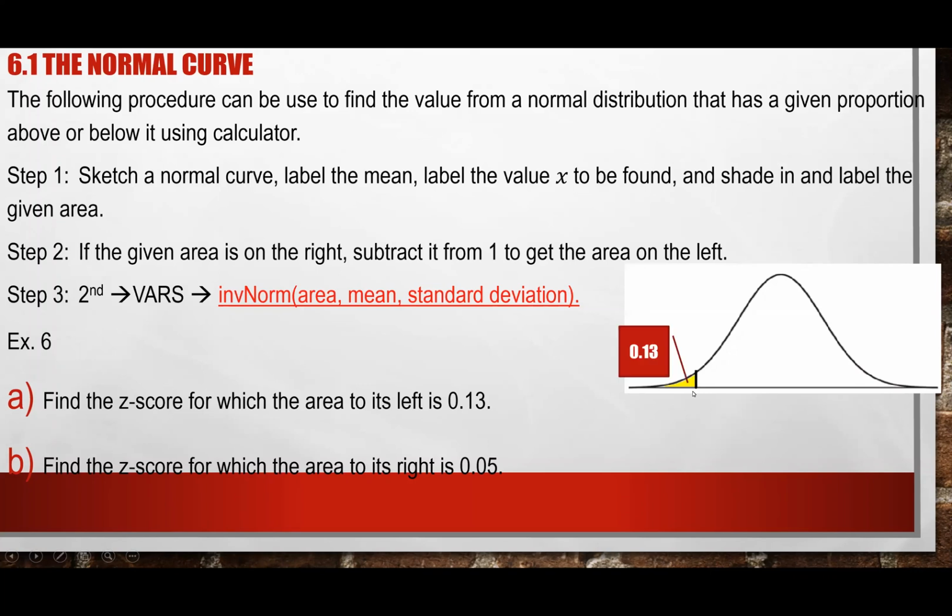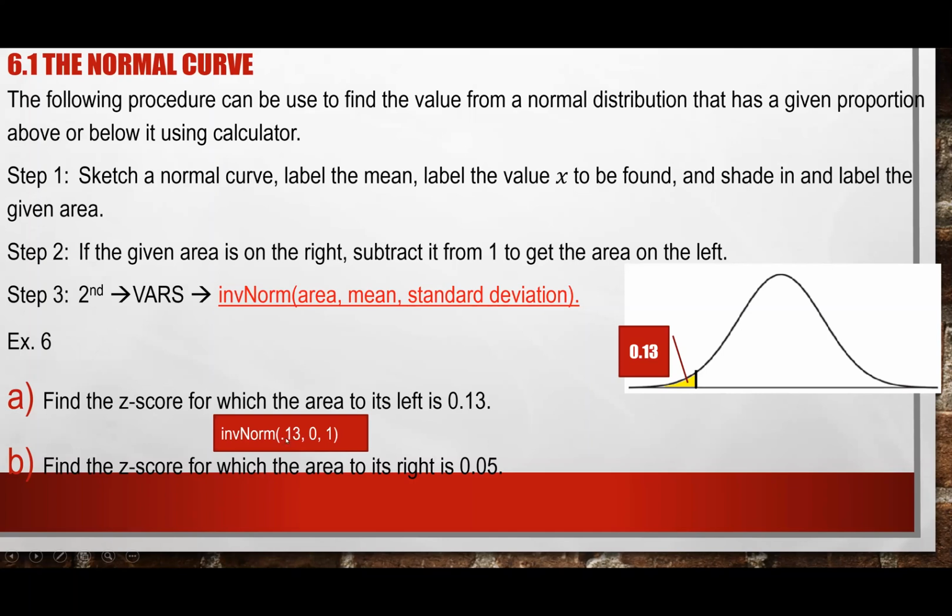They tell me that the area to the left of the z-score is equal to 0.13, which is my 0.13 in terms of the percentage. Once I have this, all we need to do is use the inverse norm, where the area they give me is the area to the left. All I need to do is put in 0.13.